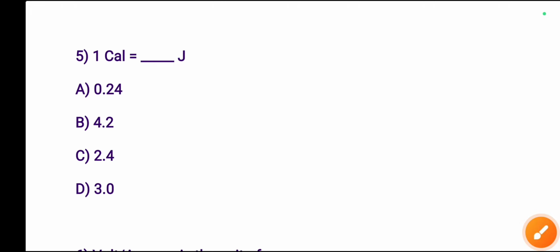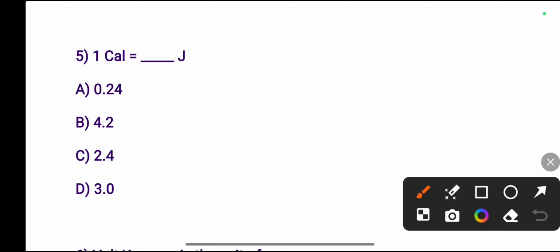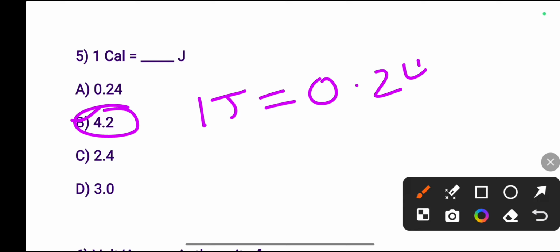One calorie equals to dash joule. 0.24 joule, 4.2 joule, 2.4 joule and 3.0 joule. The right answer is 4.2 joule. And 1 joule equals to 0.24 calorie.